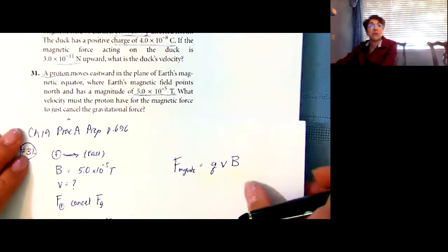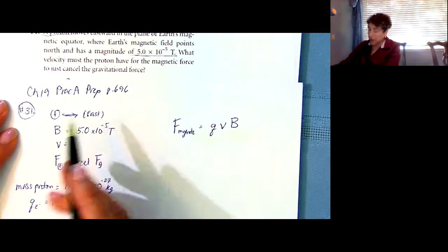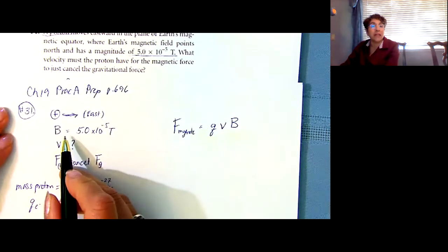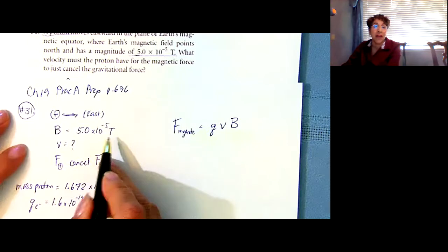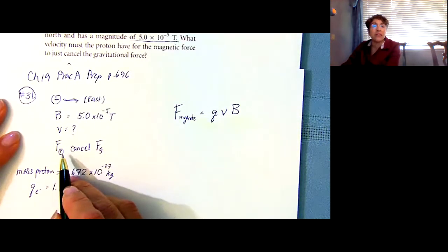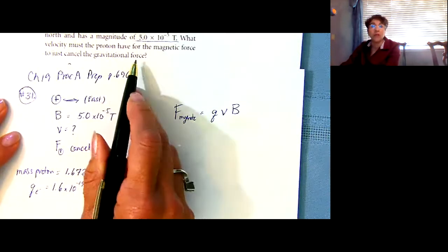Here we go. I just drew it up here. I've got a little proton, which I just put a plus sign inside a circle, and it's moving to the east. And I have the magnetic field B as 5.0 times 10 to the negative 5 Tesla. I want to know what the velocity is, and the magnetic force on the proton cancels the gravitational force.